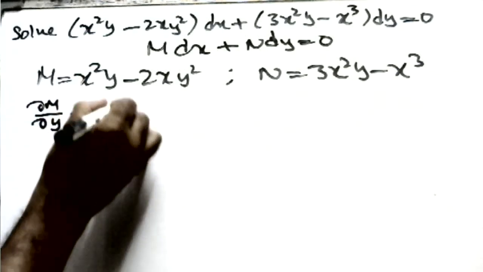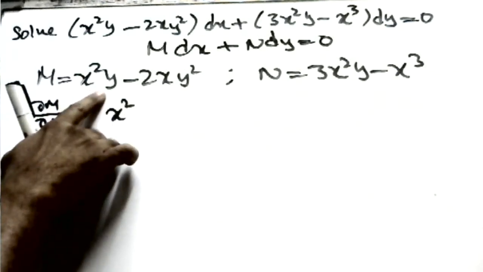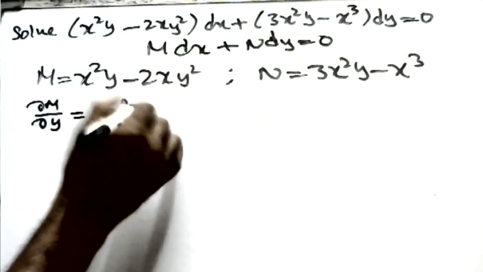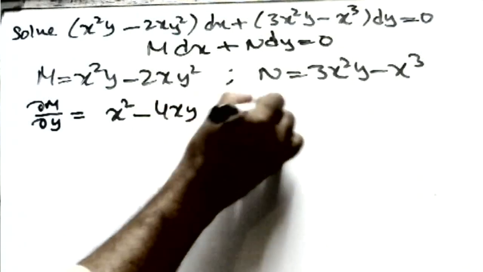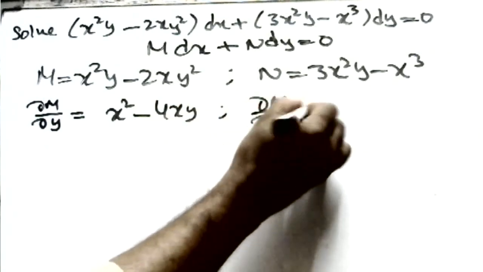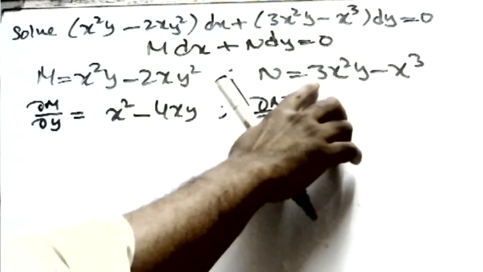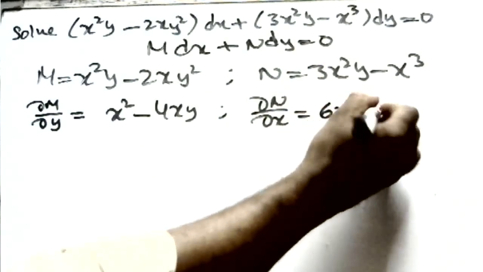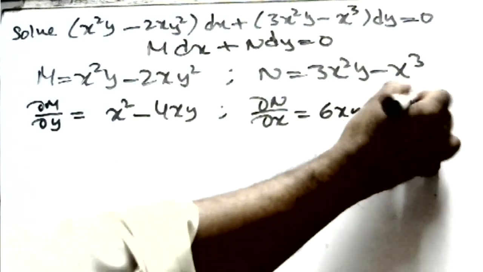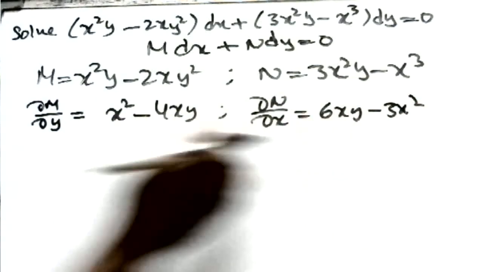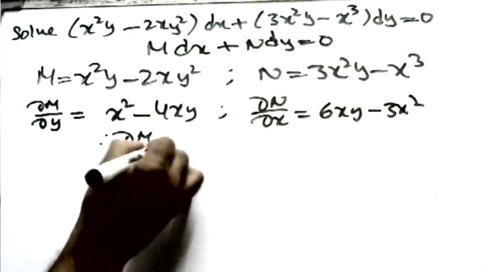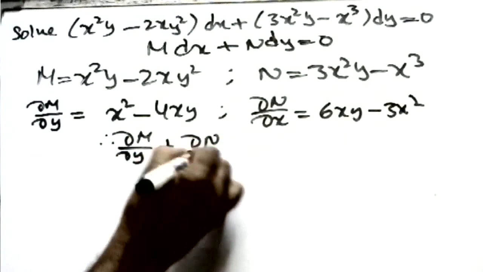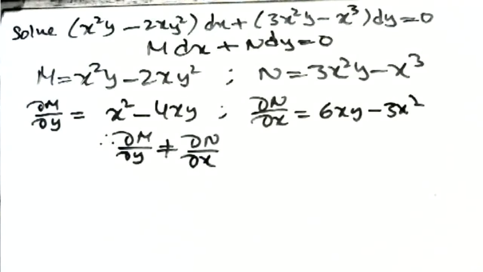We do not differentiate x square, we write it as it is. The derivative of y is 1, so x square; minus y square gives 2y, so it is 4xy. Now dou N by dou x: with respect to x, x square is 2x, so 2 times 3 gives 6xy, minus x cube gives 3x square. We don't have equal values, therefore dou M by dou y is not equal to dou N by dou x. So we have to change the method.